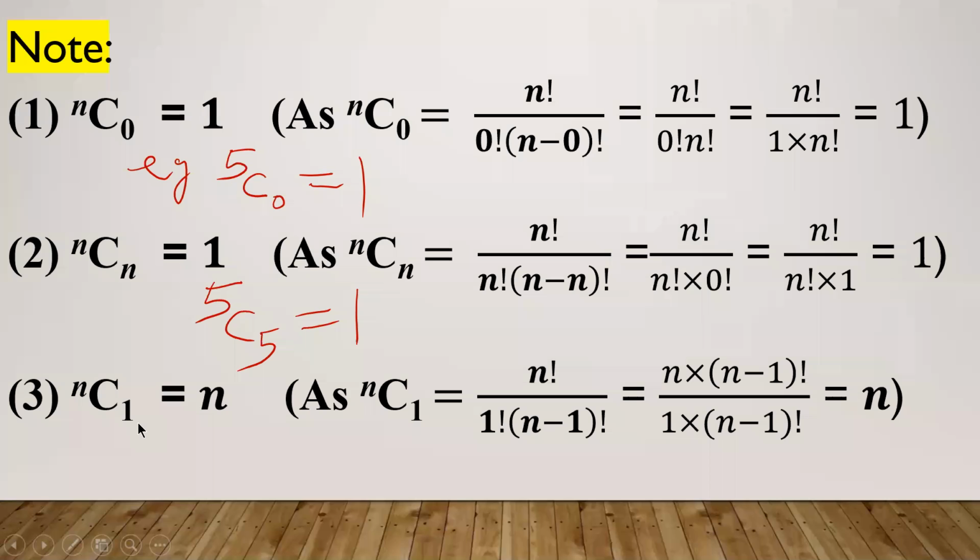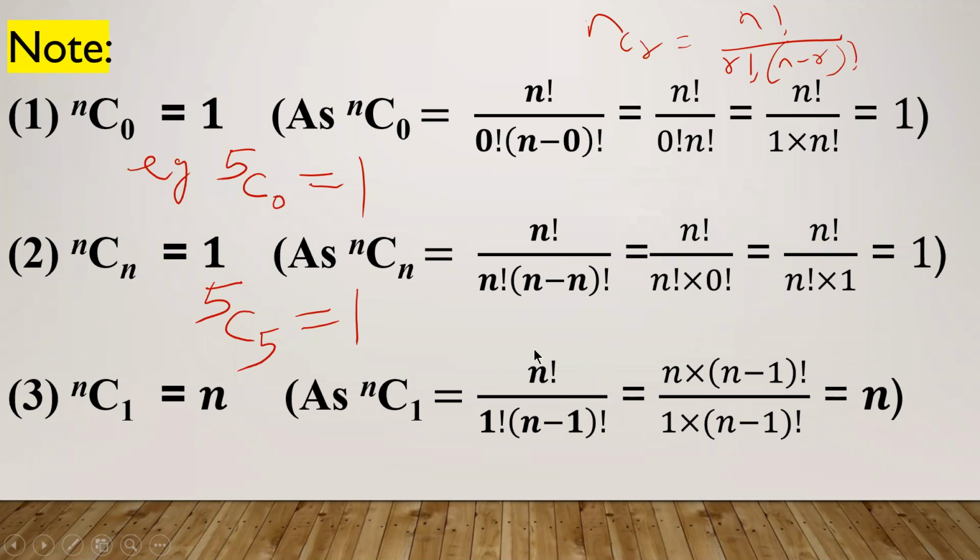What is nC1? That is n. कैसे? Calculate it by using the formula. What is the formula for nCr? It is n factorial divided by r factorial into (n minus r) factorial. तो यहाँ n का वैल्यू n है, r का वैल्यू 1 है, तो apply this formula. So nC1 is n factorial divided by 1 factorial into (n minus 1) factorial.